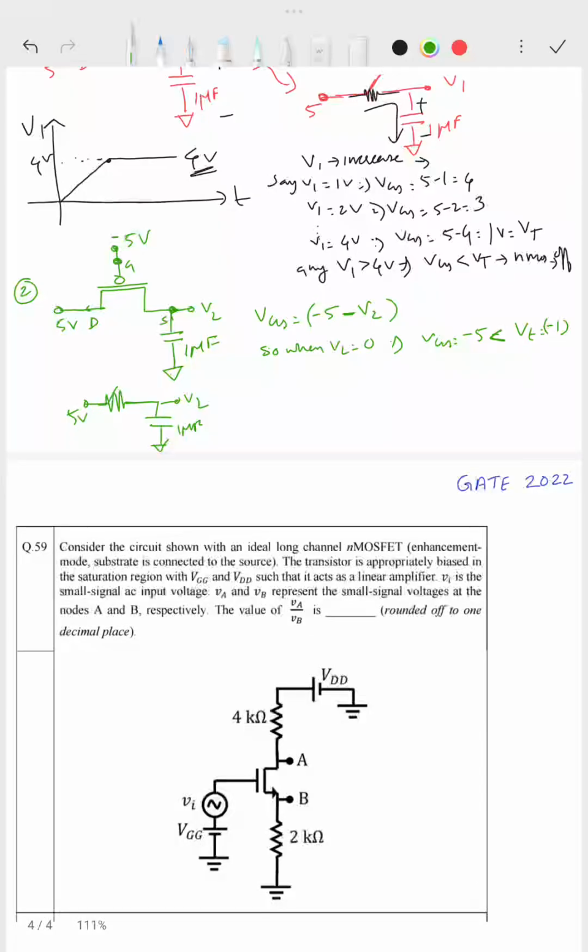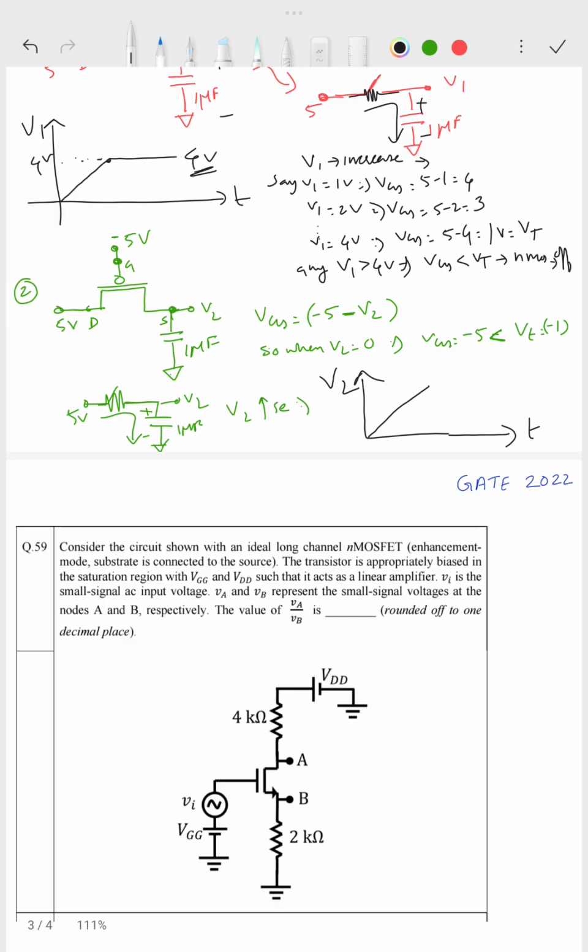Again the capacitor will start charging like this, plus minus. So V2 will increase. If I draw this, V2 will increase like this. To what value it will increase, we'll see.